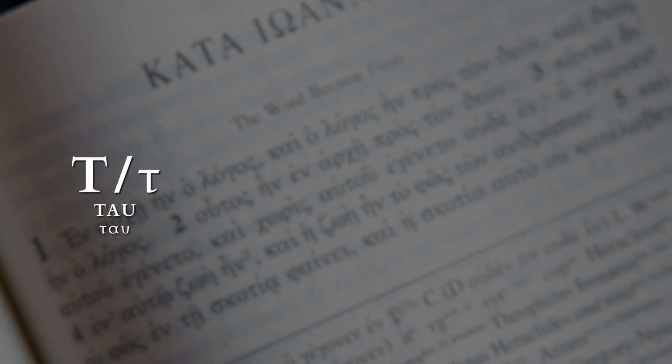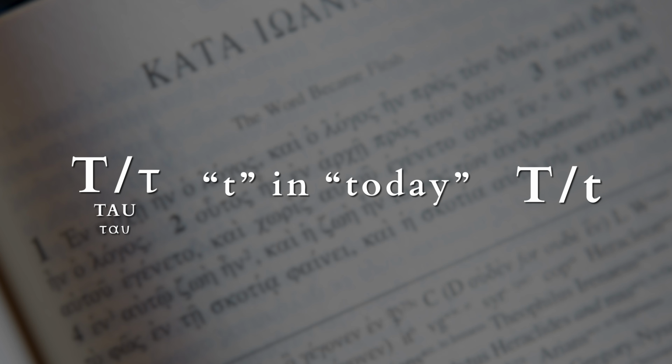Tau is another letter that should be easy for you to recognize, corresponding to the English T in sound, as in today, and in form. The only difference between the English and Greek forms is in the lower case. In contrast to the English form, the Greek form looks like a smaller version of the capital.